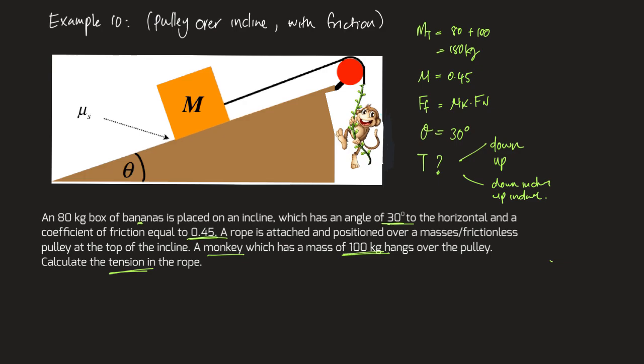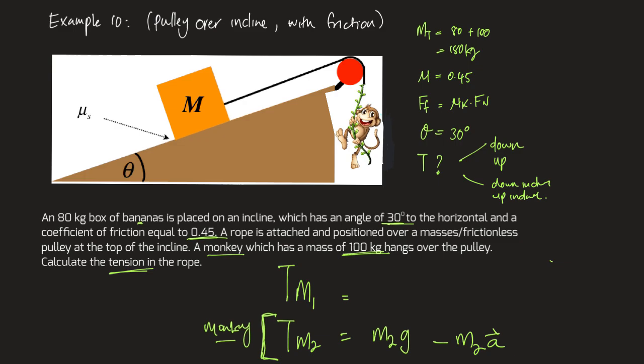Alright, so in order to work out tension, I can either work out the tension of mass 1 or tension of mass 2. Those are my options. Now, I prefer this one, mass 2, the monkey, mostly because it's easier to do the calculations and I don't have to worry about what's happening on the incline, especially when it comes to friction. So I'm going to use T = m2g minus m2a. That's my setup.